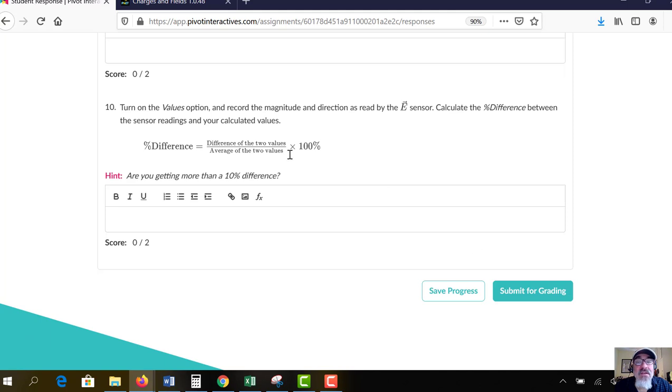Okay, and then you can check it. You can actually measure the electric field at that point and see how the number that you calculated corresponds to that. Now you should get a pretty good answer here.